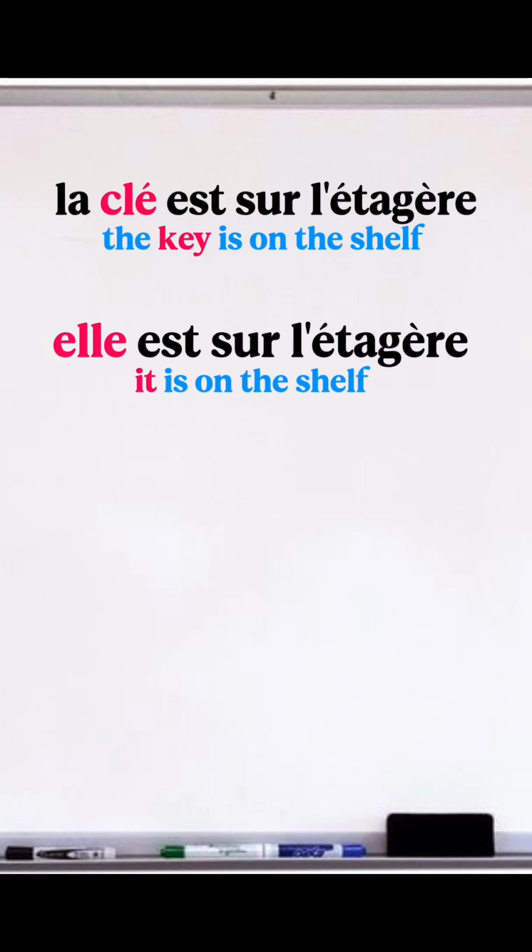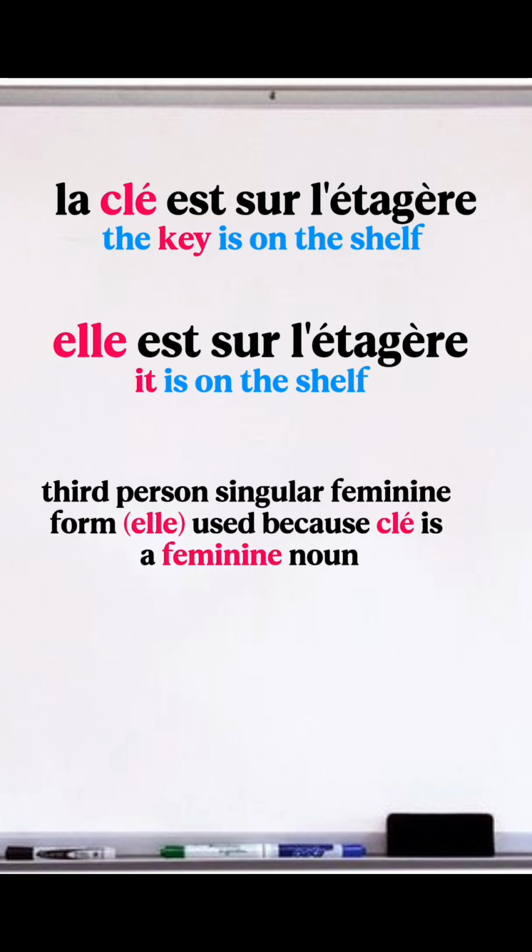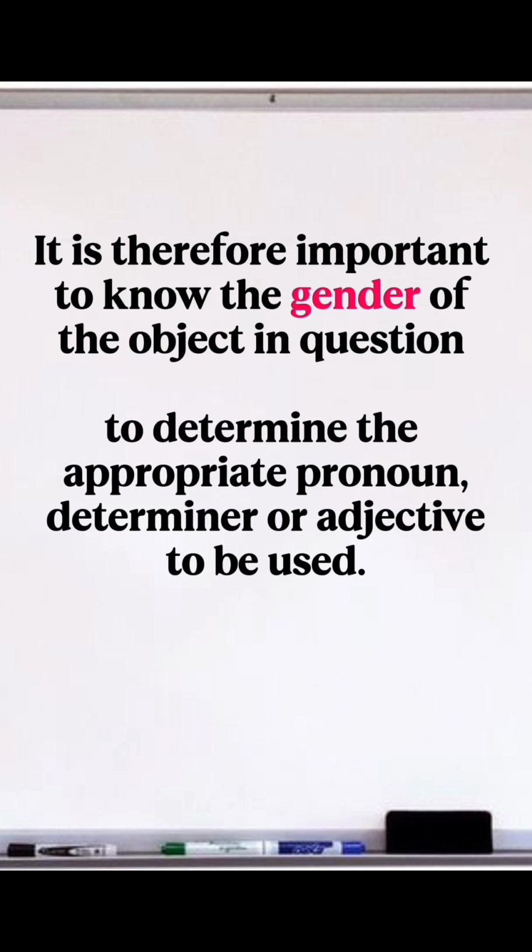Because clé is a feminine noun. So you use the third person singular feminine form, which is elle. So it's almost like you're saying she is on the shelf. But of course, in English, the appropriate translation would be it is on the shelf because a key is an object, not a person. I'm sure you get it now. So you have to know the gender of the object you are talking about. And based on the object's gender, you have to choose the appropriate determiner or article or pronoun.